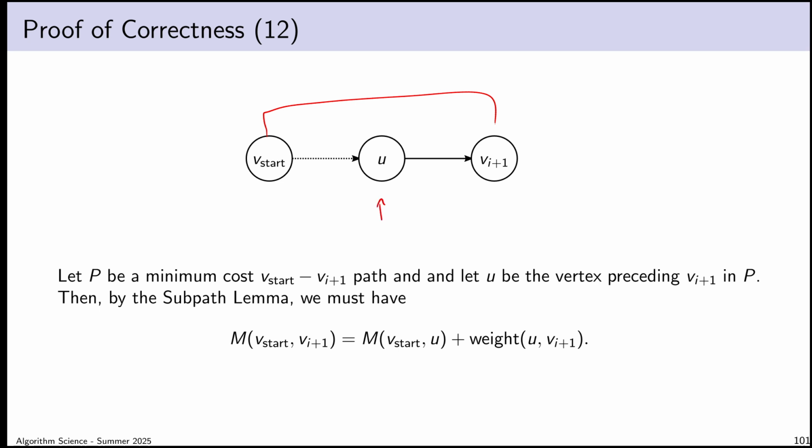Now, let vertex u be the one vertex before vertex v_{i+1}, so the second to last vertex along that path. Now, from the subpath lemma from the previous lecture, we must have the property that this path here, the subpath up to and including vertex u, is also a minimum cost path itself. It's a minimum cost path from v start to vertex u, which means, because we know that this edge is on the path from v start to v_{i+1}, it's on path P, that the actual minimum cost of travel from v start to v_{i+1} is equal to the minimum cost of travel to u plus the weight of this one last edge. That is implied directly by the subpath lemma.